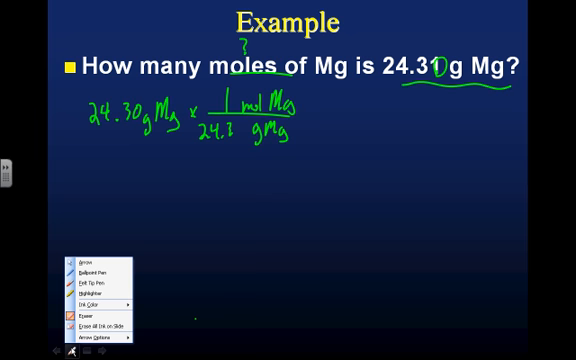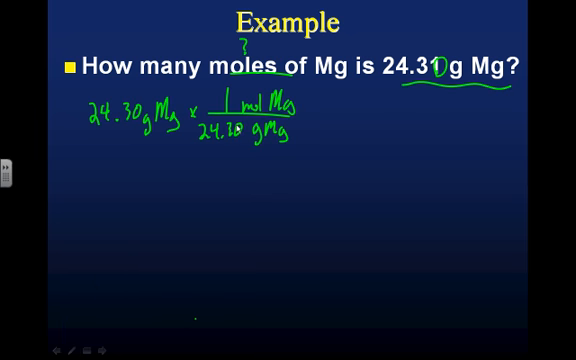So 24.30 from the periodic table. If you think you're going to forget later where that number comes from, you might want to do that. Just say that came from the periodic table if you're looking back in your notes.